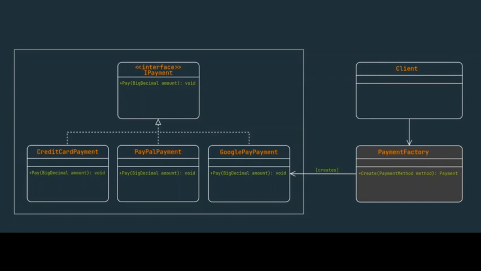Then we have three concrete classes that implement this interface, which are CreditCardPayment, PayPalPayment, and GooglePayPayment. When a client wants to create an instance of any of these concrete classes, it will make use of a factory class which will have a create method, taking a payment type as a factory key to create the instance for the client.